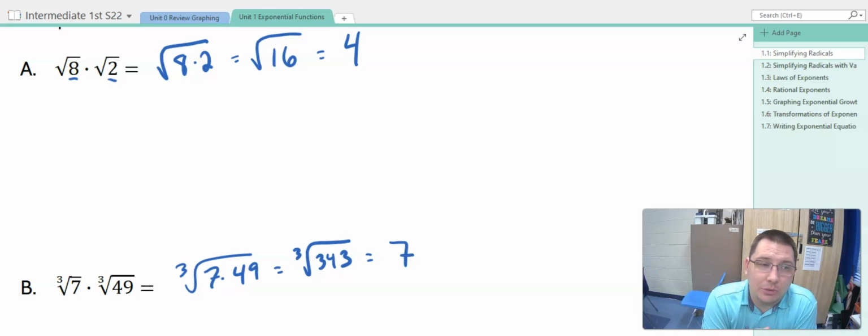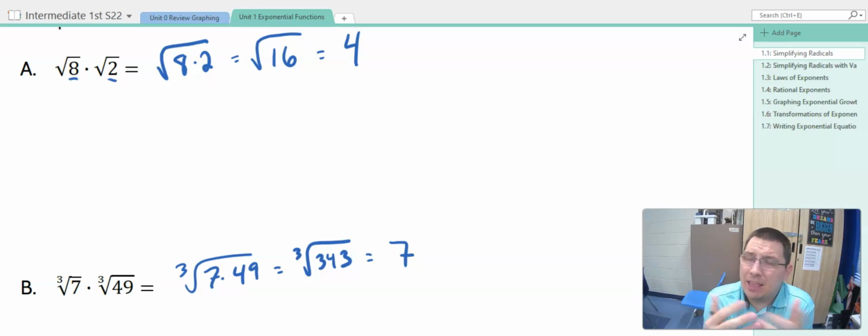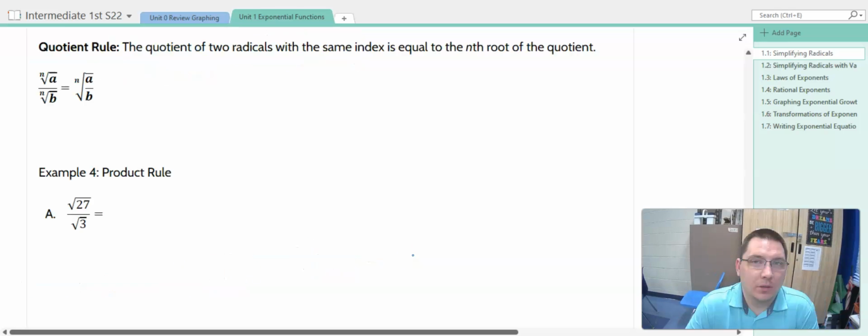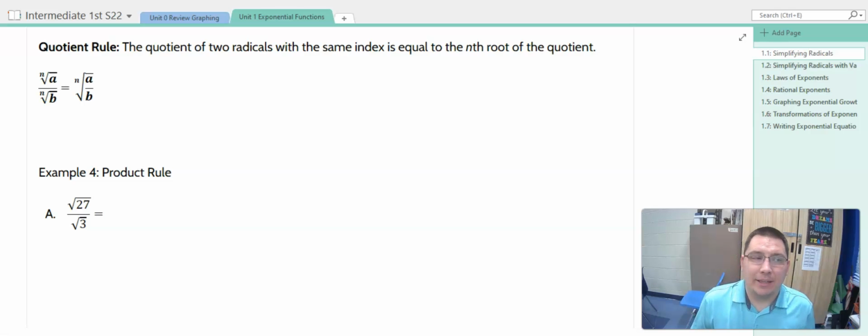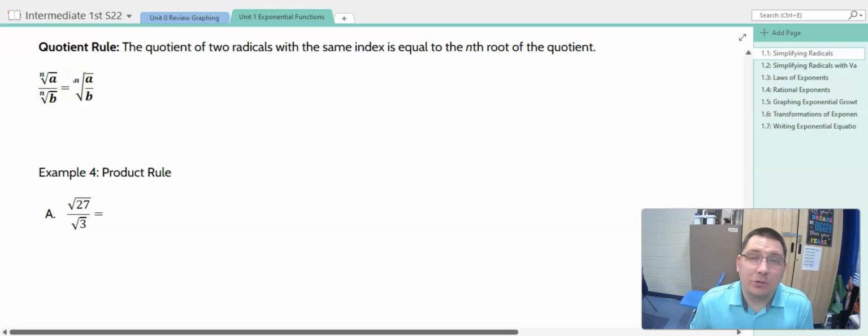Okay? So that's product rule, right? So again, we could take two radicals that are multiplied together and just put them in one radical and multiply the numbers inside. And that should help us simplify it. Let's look at the quotient rule. So the quotient rule says that the quotient of two radicals with the same index is equal to the nth root of the quotient. And so we see where it's the nth root of A over the nth root of B is equal to the nth root of the fraction A over B.